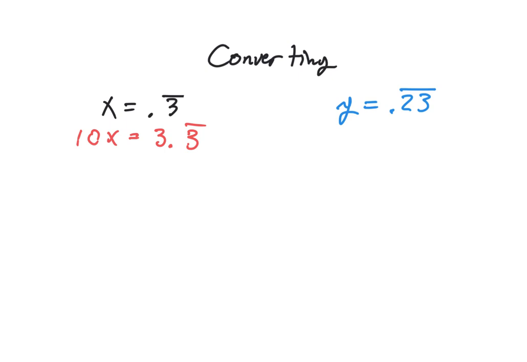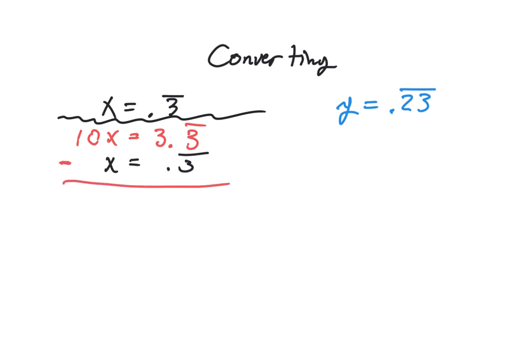We're then going to, and actually let me do it the other way around. I'll rewrite underneath it x equals 0.3 repeating. And then what I'm going to do is I'm going to subtract. 10x minus x is 9x. 3.333 repeating minus 0.333 repeating is 3. And then to solve for x, I'm going to divide both sides by 9, leaving me with x equals 3/9, which I reduce to 1/3.